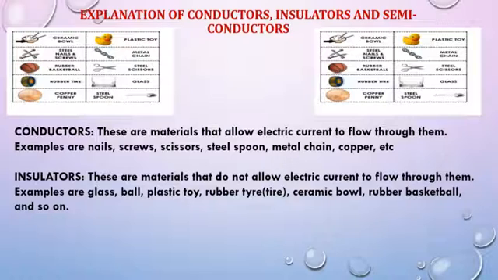In contrast, we have insulators. And what are insulators? These are materials that do not allow electric current to flow through them. Examples are glass, a leather ball to be specific, because I've seen metal balls used in some places. We have a plastic toy, we have a rubber tire.